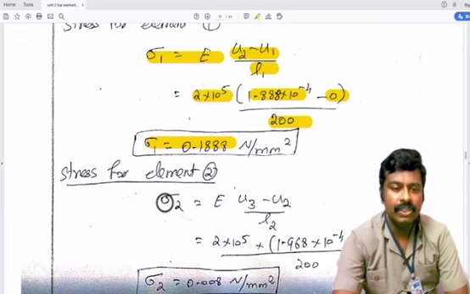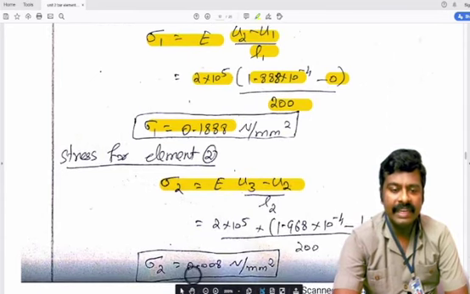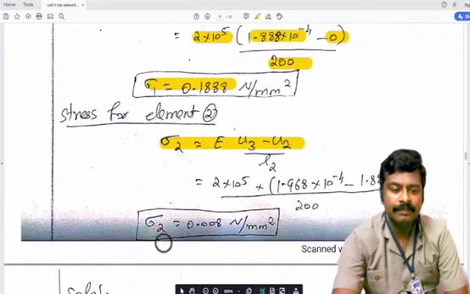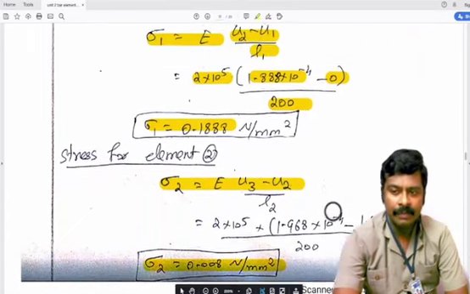Stress for element 2, sigma 2 equal to E into U3 minus U2 by L2 for element 2. Substitute the corresponding values. Finally, the value yields sigma 2 equal to 0.008 Newton per mm square.